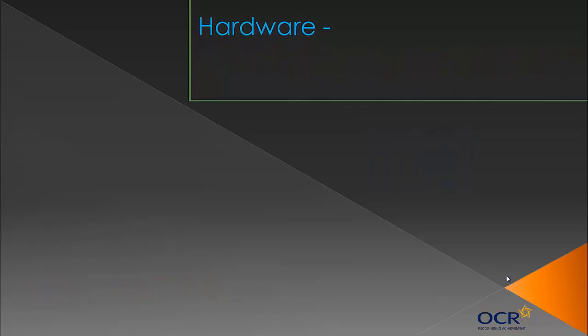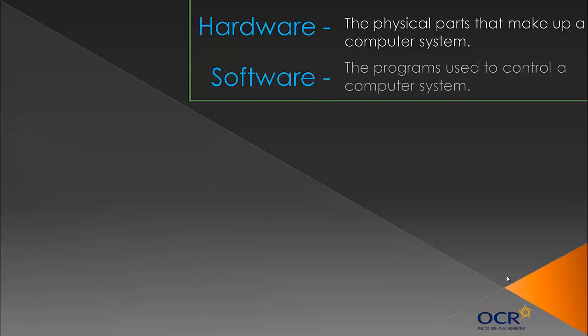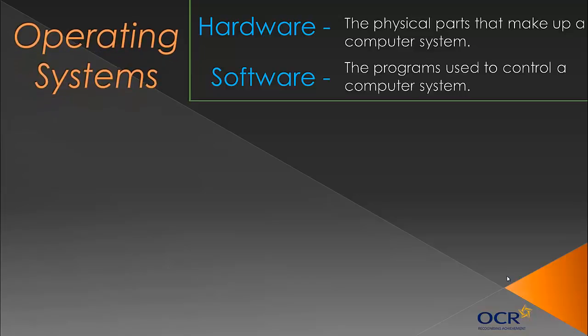Let's start with recapping what hardware is. Hardware is the physical parts that make up a computer system. Software are the programs used to control a computer system. Pretty standard, just want to make sure it's nice and clear before we begin.